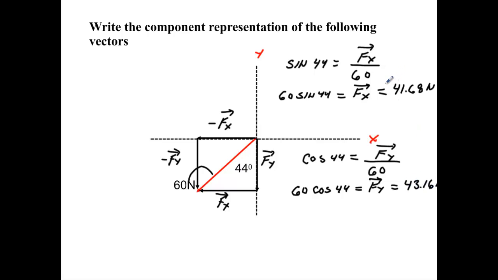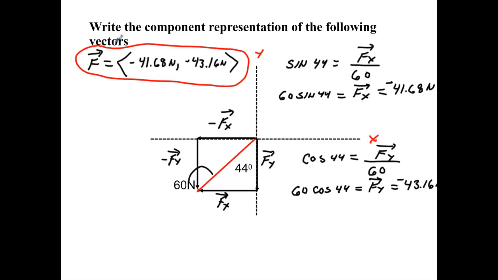Again, I'm going to come back here and I'm going to change my signs. This is going to the left. This is going down. So the way I would show this, I would show my F vector equal to, I'm going to put the components. I got minus 41.68 newtons and negative 43.16 newtons. Okay, and that would be their answer to that one. And that's how you do component form.